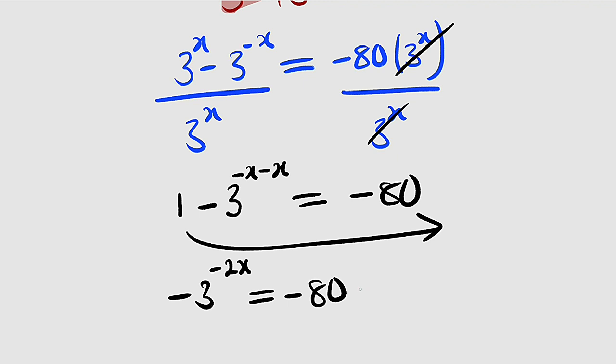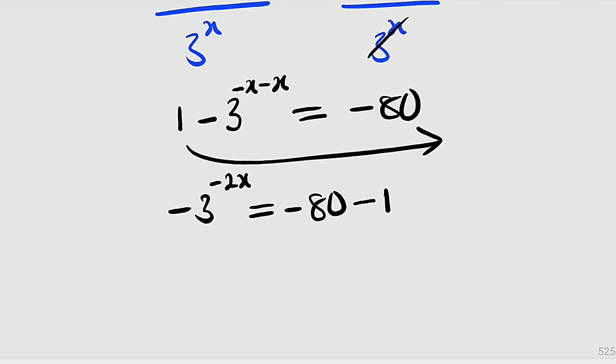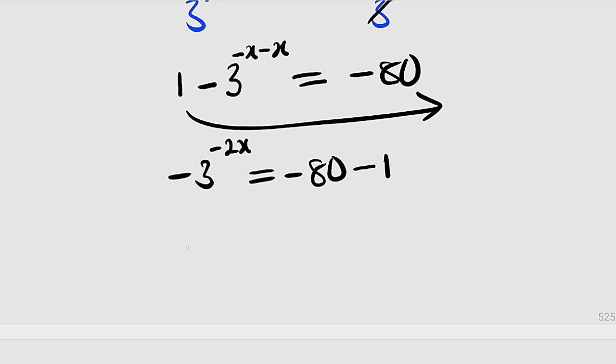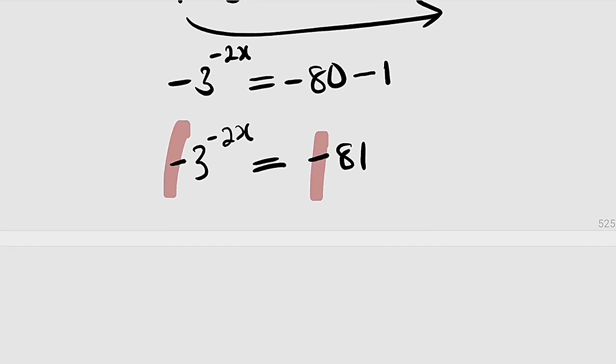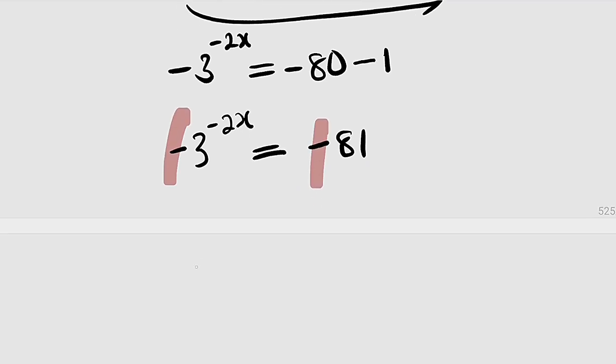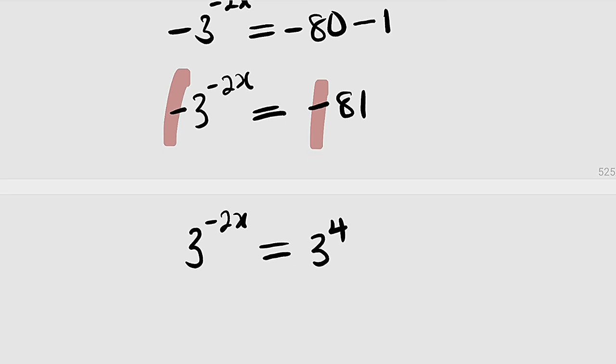As 1 crosses over, it becomes negative 1. So on the left hand side, we have negative 3 to the power of negative 2x equal to negative 81. These negatives will cancel. On the left hand side, we have 3 to the power of negative 2x. On the right hand side, we have 3 to the power of 4, because 3 to the power of 4 is the same thing as 81.